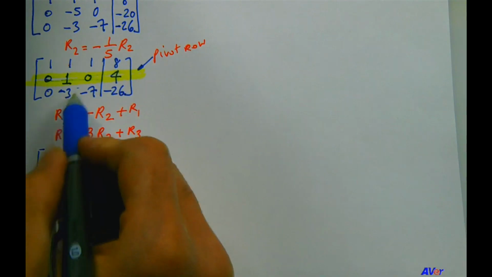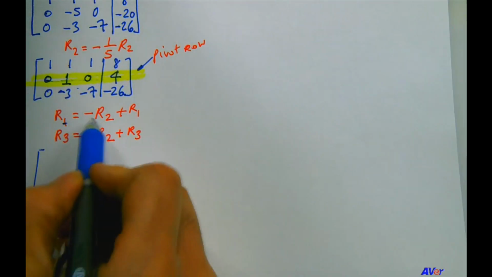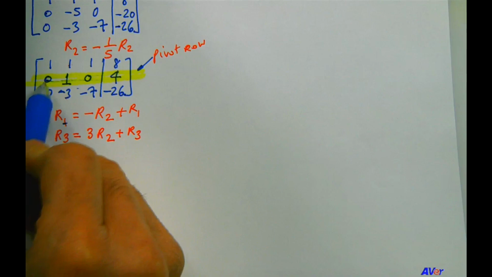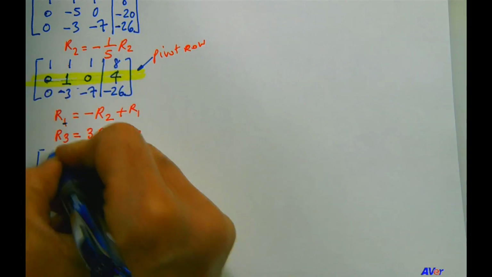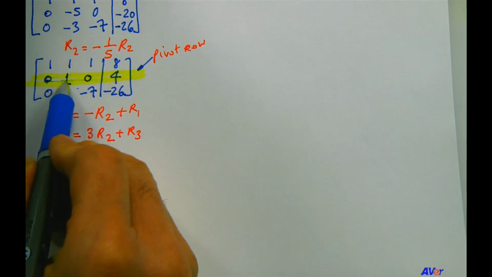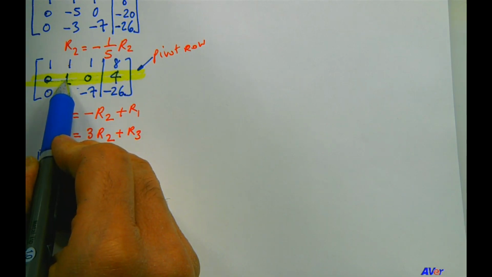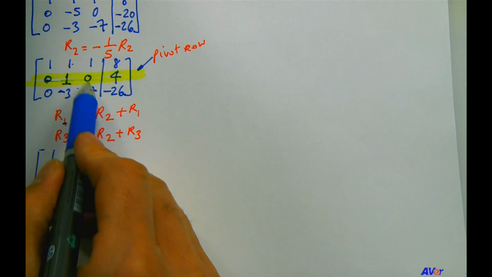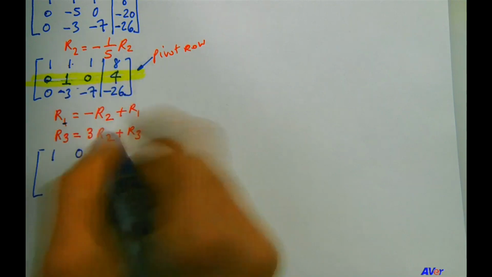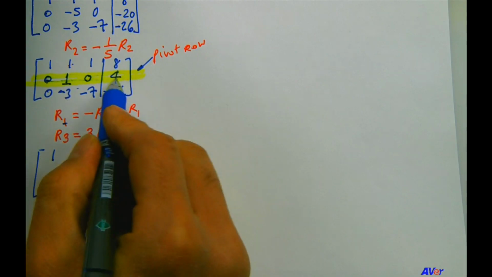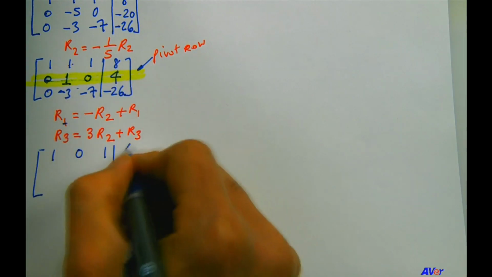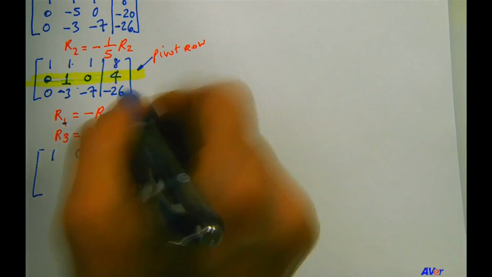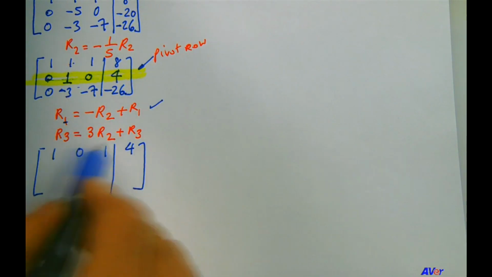So row 1 is changing according to this row operation: -1 times row 2 plus row 1. Okay, -1 times 0 is 0, plus 1, 1. -1 times 1 is -1, plus 1, 0. -1 times 0 is 0, plus 1, 1. -1 times 4 is -4, plus 8 is +4. Okay? So we got this operation done. Let's move to the next row operation.